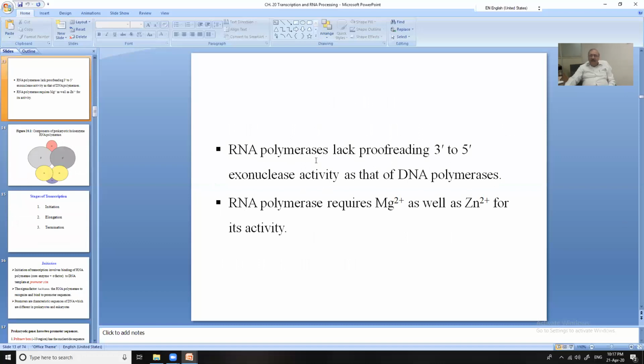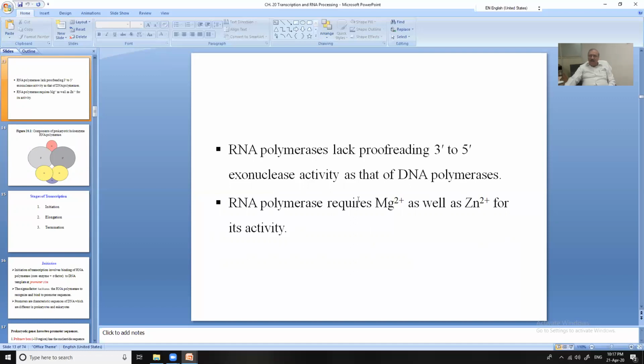RNA polymerases lack proofreading 3' to 5' exonuclease activity as that of DNA polymerase. So they are not smart enzymes. DNA polymerase is a smart enzyme; it is able to proofread. But RNA polymerase cannot proofread.